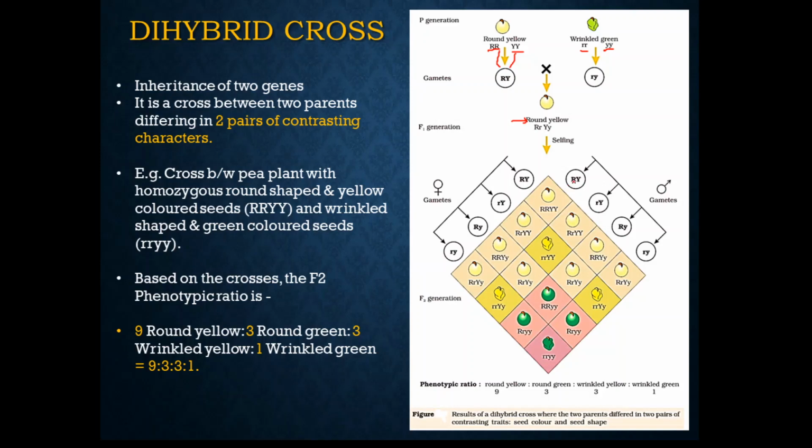We write the possible gametes, and whatever alleles the gametes can carry, we write them on each side of this Punnett square, and we make the possible combinations here and get the possible outcomes. After this we write down the phenotypic ratio, and we found that the phenotypic ratio is 9:3:3:1.